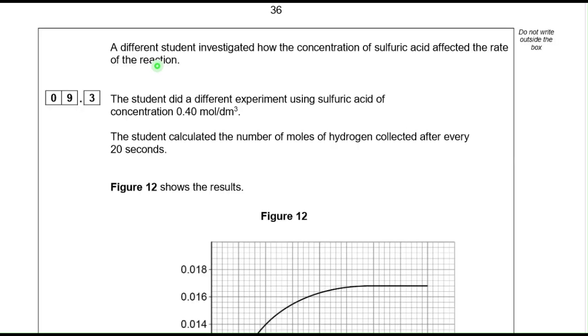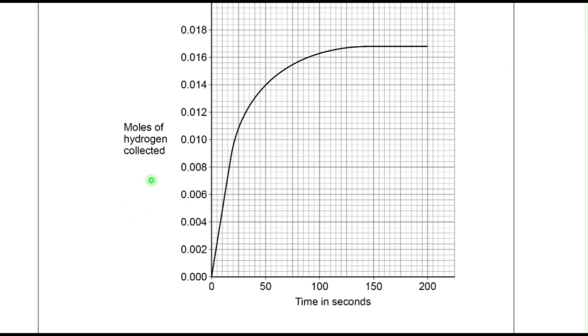Over the page, a different student investigated how the concentration of sulfuric acid affected the rate of the reaction. 9.3. The student did a different experiment using sulfuric acid of a concentration of 0.40 moles per decimetre cubed. The student calculated the number of moles of hydrogen collected after every 20 seconds. Figure 12 shows the results. And here's figure 12, it's a graph. Time on the x-axis and the moles of hydrogen collected on the y-axis.